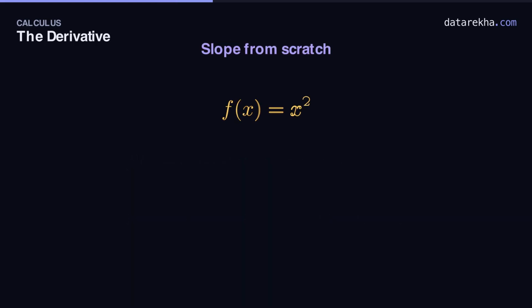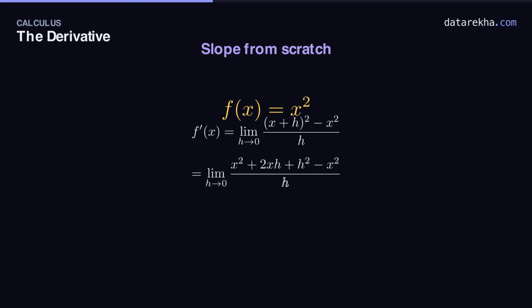Let's actually use the definition to compute a derivative from scratch, what's called working from first principles. Every step is just algebra. Plug x squared into the definition. On top, f of x plus h is x plus h, all squared. Expand it. x squared plus 2xh plus h squared. That leading x squared cancels the minus x squared. What's left on top is 2xh plus h squared.